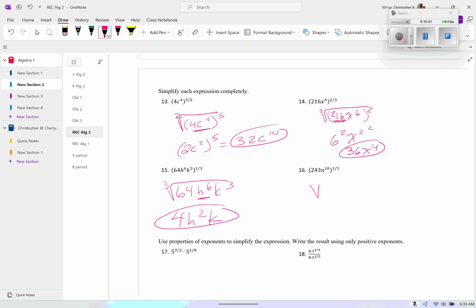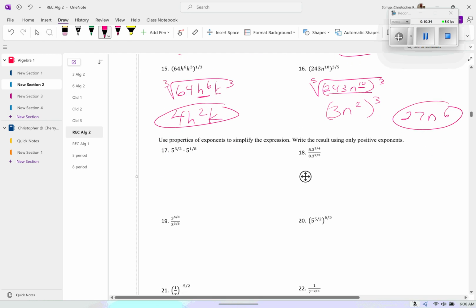This particular one, I'm going to do in the fifth root of 243, n to the 10th to the third. All right, so let's do the fifth root of this. So 243 raised to the 1/5 power is 3. And then 5 goes into that twice. And then I'm going to cube this. So 3 times 3 times 3 is 27, n to the 6th.